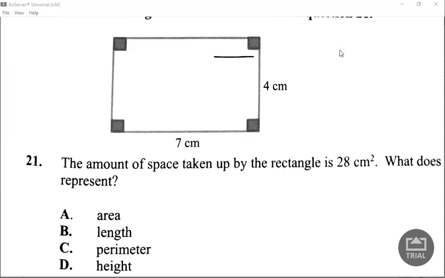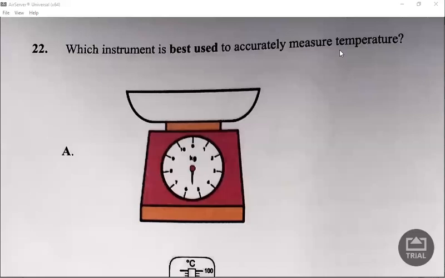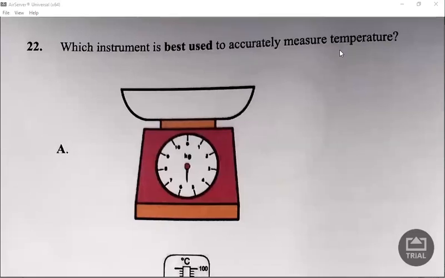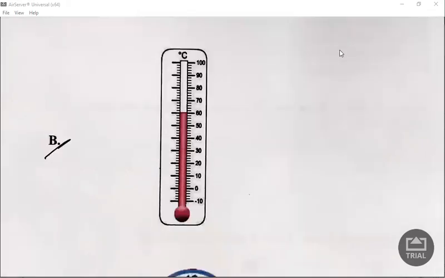Let's look at 22. Which instrument is best used accurately to measure temperature? And that would be the thermometer. Everyone should know this, right? It's a thermometer. Not the clock, that is for time, and the ruler is for measurement. All right.